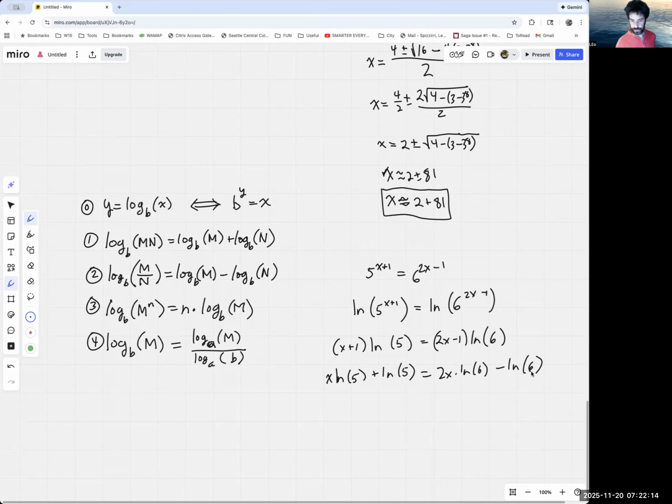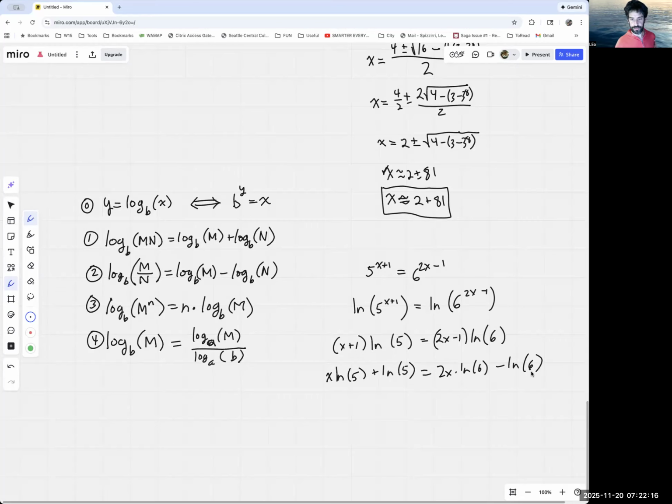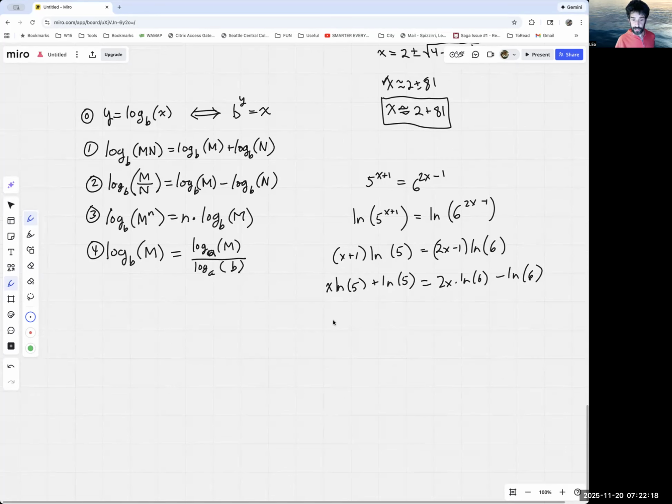So I'm going to take everything with an x to the left-hand side, and everything without an x I'll get on the right. So on the left, we're going to have x times the natural log of 5 minus 2x natural log of 6 is equal to the negative natural log of 6 minus the natural log of 5. I can factor out an x on the left-hand side.